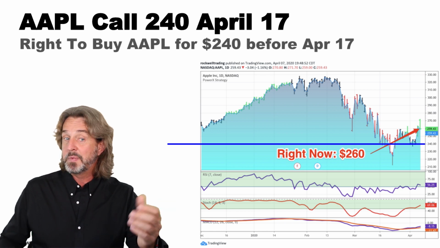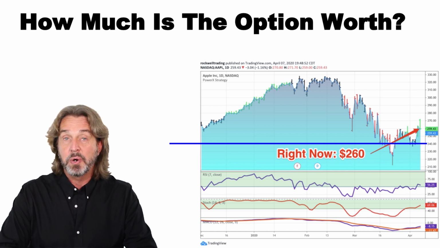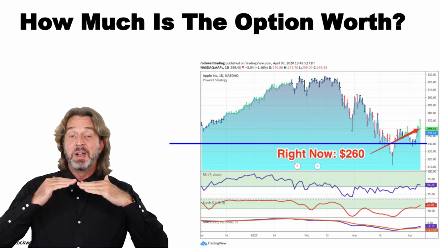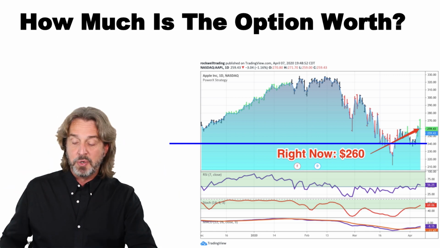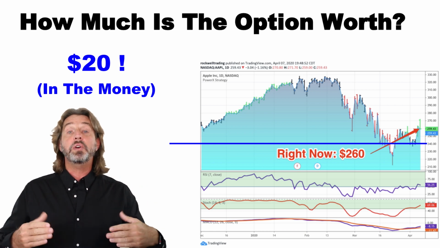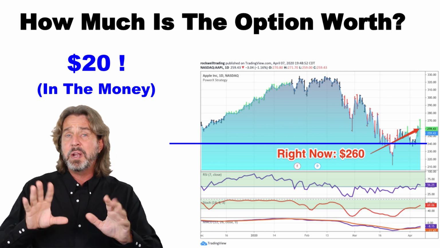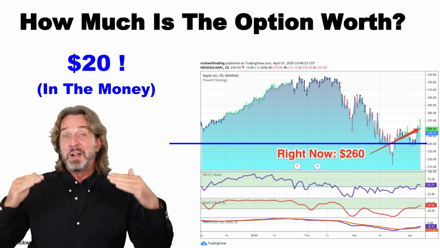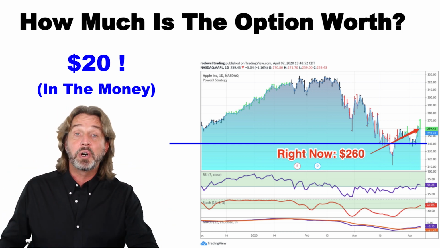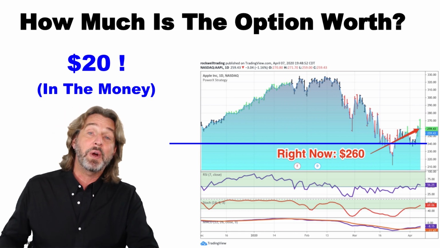$260. So, same question here. How much is this option worth? Well, again, you're allowed to buy the stock for $240, and right now it's trading at $260. So this means it is worth $20. This means this option is in the money. Don't worry about the in the money and out of the money. Just understand the principle. The strike price basically determines whether this option has any value or not. So it is worth $20.